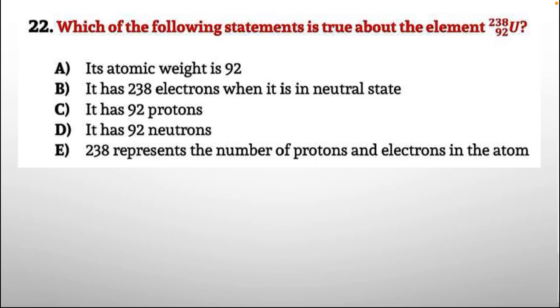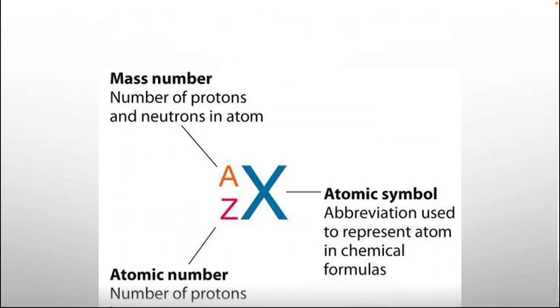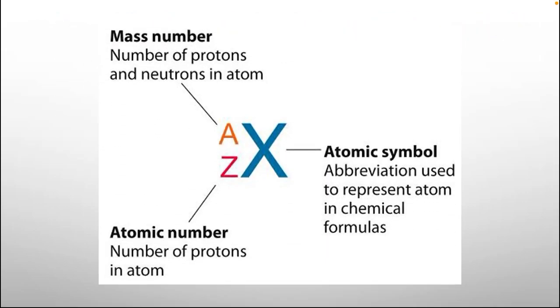For this, we are going to interpret some examples. Look at that. Instead of U, we have taken a random alphabet X, and X represents the atomic symbol, the abbreviation used to represent an atom in chemical formulas. A, the upper number, is the mass number, the number of protons and neutrons in the atom, and Z is the number of protons in the atom, the atomic number.